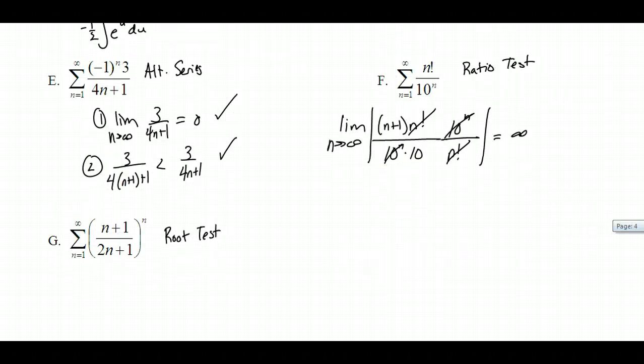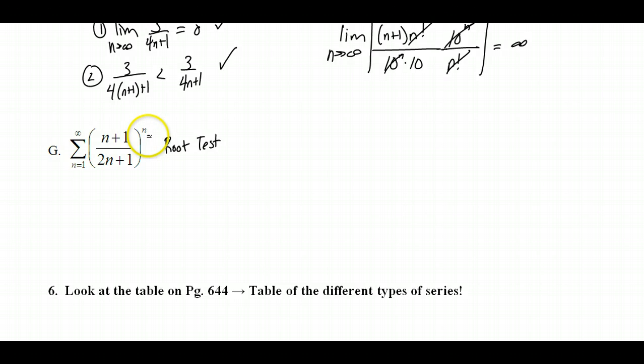And then the last one, it's all raised to the power of n, that's your root test. That one would end up converging. The limit would equal 1/2, so pretty easy. Looking at the table on page 644, I have a handout for you that has that table on there with all the different types of series that I was talking about earlier. It's nice, it just has everything together and what's happening, and so that's a good place. It's a nice thing to have.